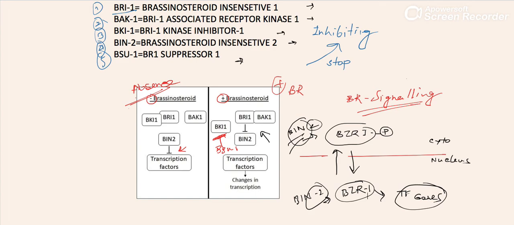So from here it is clear to all of us that the signaling of brassinosteroid is very important, and we have already discussed it here.